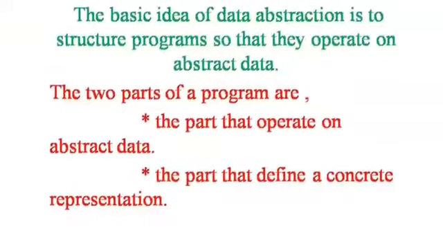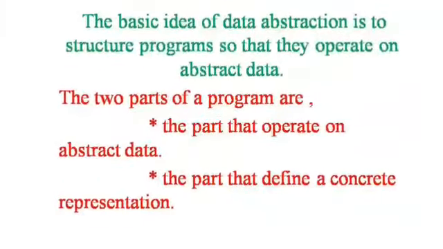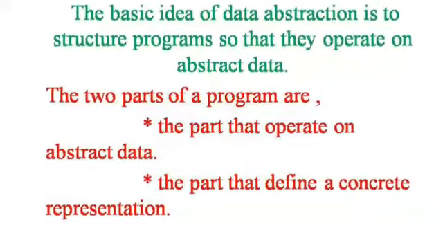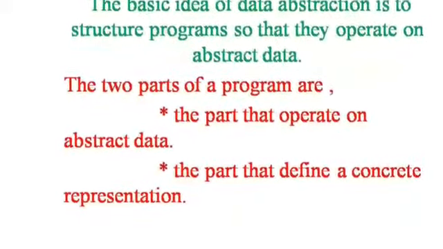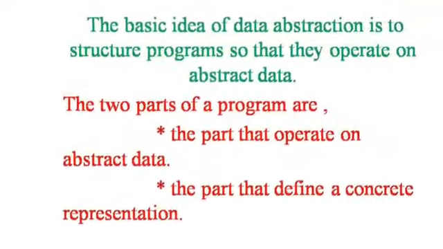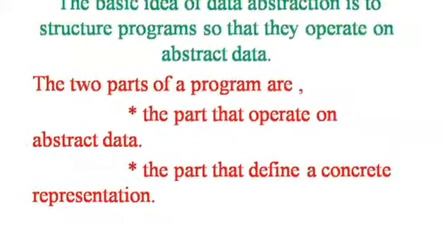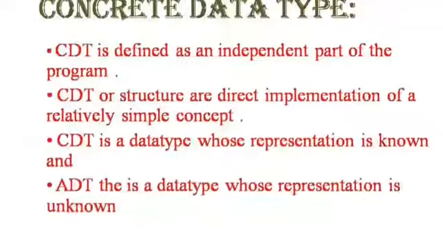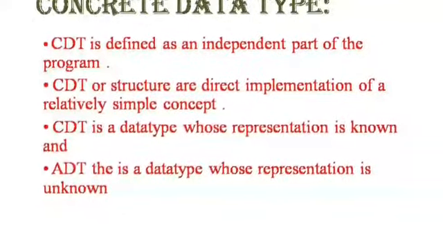The basic idea of data abstraction is to structure programs so that they operate on abstract data. The two parts of the program are the part that operates on abstract data and the part that defines a concrete representation. Now we will see what is a concrete data type.